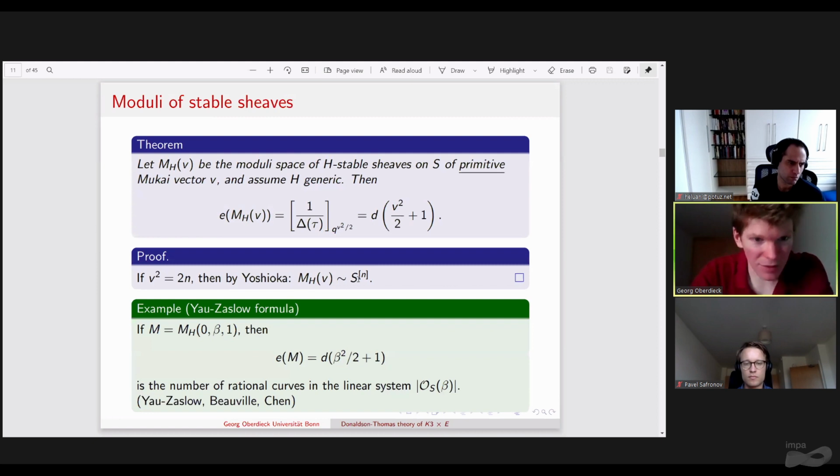So just to give a very basic example: if you take the Mukai vector (0, β, 1), where β is a curve class, then you can take this Euler characteristic. There's also the genus 0 Gopakumar-Vafa invariant as defined by Katz. And this evaluation is exactly the count of rational curves in the linear system defined by this curve class. This is also called the Yau-Zaslow formula. So this is a classical story in this business.